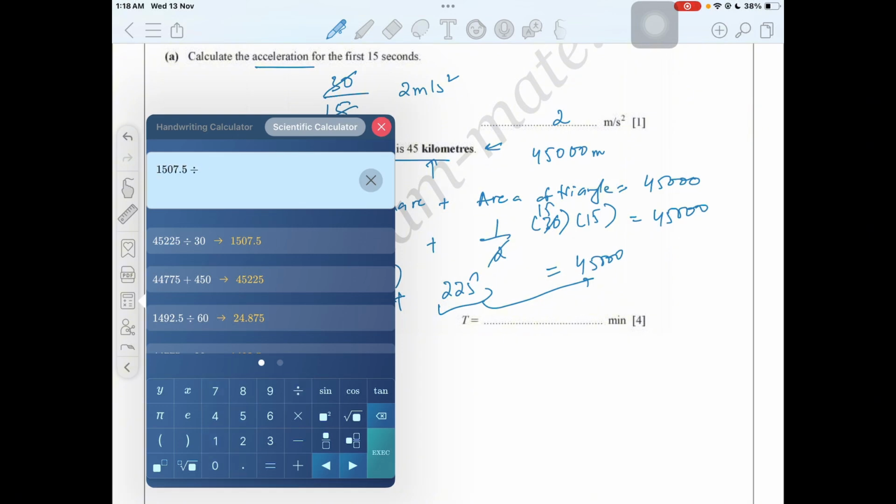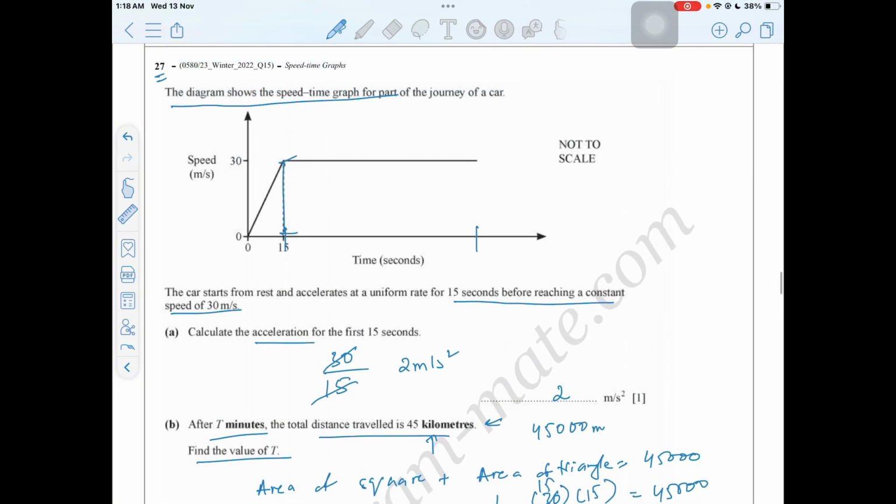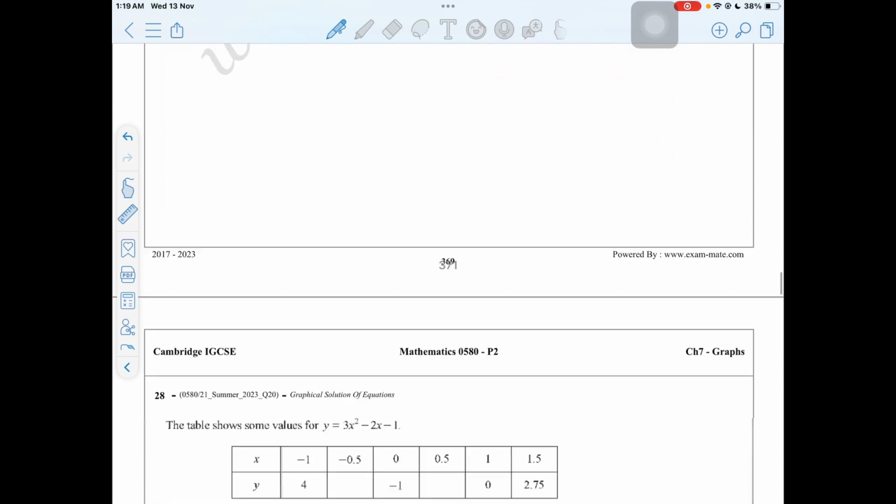1507.5 divided by 60. Yes, we have our answer, right? So this is our answer. This would be 25.125, right? This is t minus 15 because it starts from here, right?